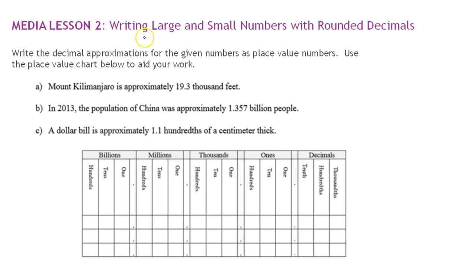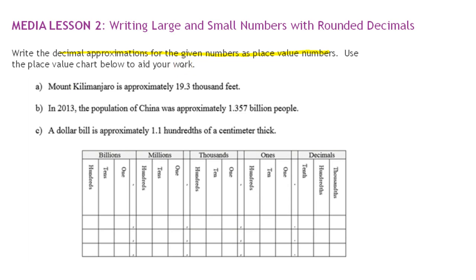In this example, we're going to learn how to write large and small numbers that are given as rounded decimals. Let's read the directions. Write the decimal approximations for the given numbers as place value numbers. So we're given decimal approximations and we want to write them as place value numbers, basically the general way we write numbers. Use the place value chart below to aid your work.